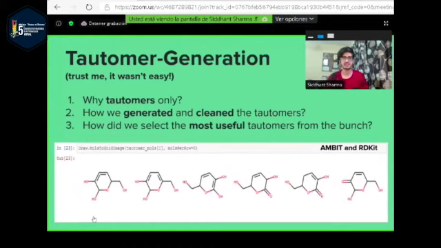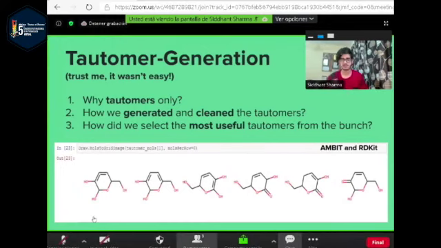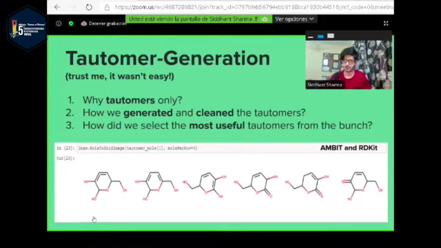Why was cleaning needed? We generated 3,000, 4,000, 5,000 tautomers, and it was getting computationally heavy. So we decided to clean up the tautomers and find more stable, suitable structures that we can work on, make autocatalytic loops, make the nodes of those networks that you see, and further build upon them. So how did we select the most useful tautomer from the bunch?